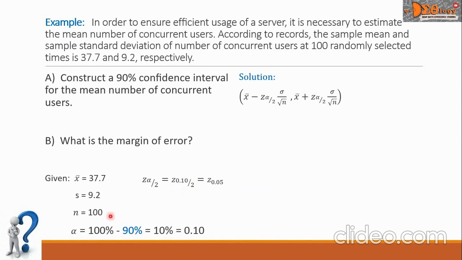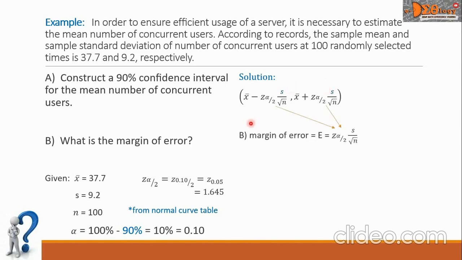Since our n here is large, we will take the value of z from the normal curve table. And the value is 1.645. Also, we can see here that the given is a sample standard deviation. We can use the sample standard deviation to estimate the population standard deviation. So we can modify our formula here in the confidence interval, changing sigma into S.